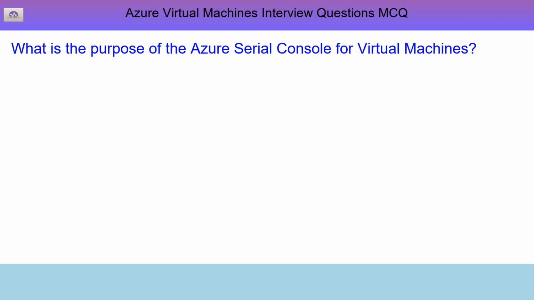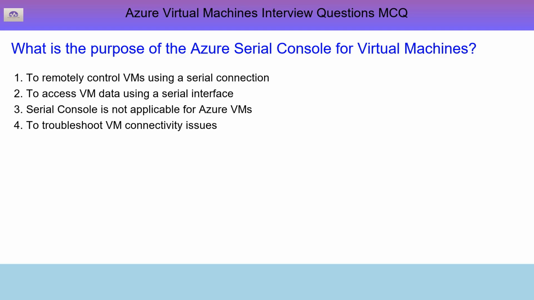What is the purpose of the Azure Serial Console for virtual machines? Here are your options. 1. To remotely control VMs using a serial connection. 2. To access VM data using a serial interface. 3. Serial console is not applicable for Azure VMs. 4. To troubleshoot VM connectivity issues. The correct answer is to troubleshoot VM connectivity issues.